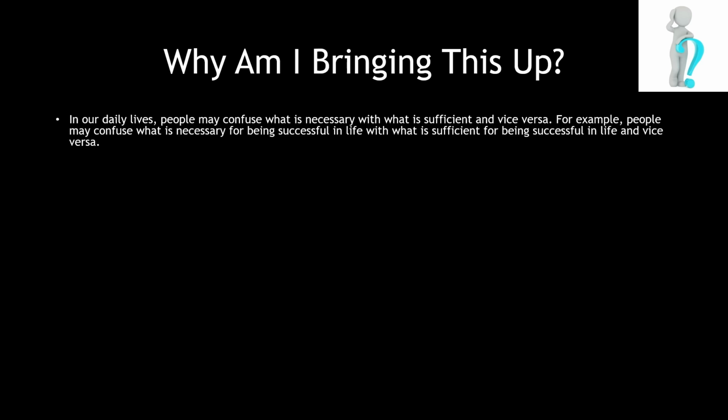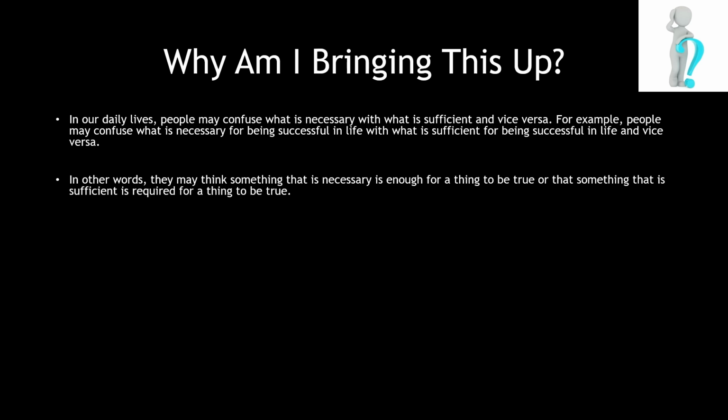In our daily lives, people may confuse what is necessary with what is sufficient and vice versa. For example, people may confuse what is necessary for being successful in life with what is sufficient for being successful in life and vice versa. In other words, they may think something that is necessary is enough for a thing to be true, or that something that is sufficient is required for a thing to be true.